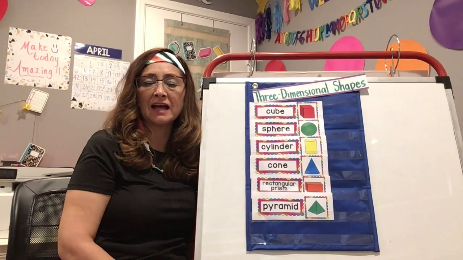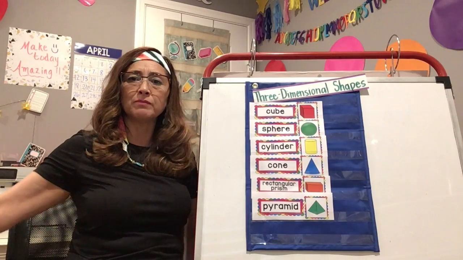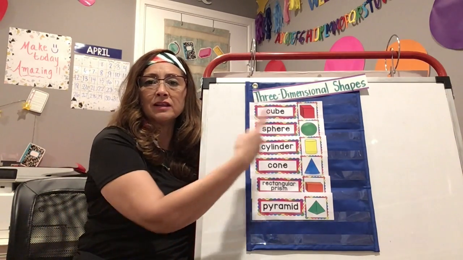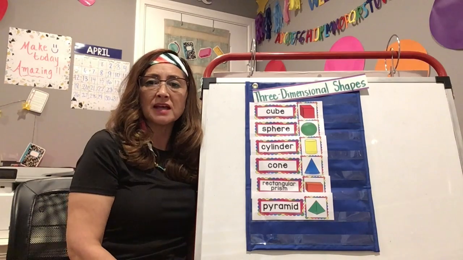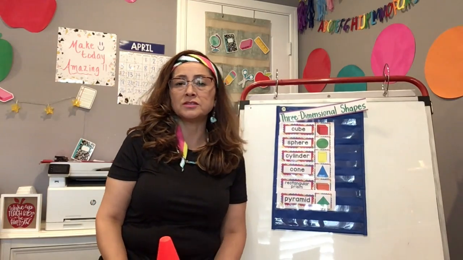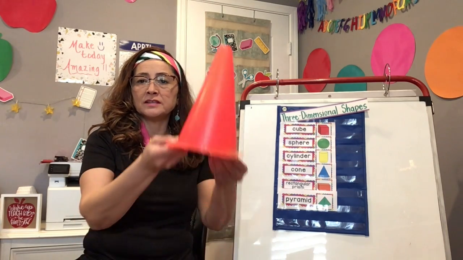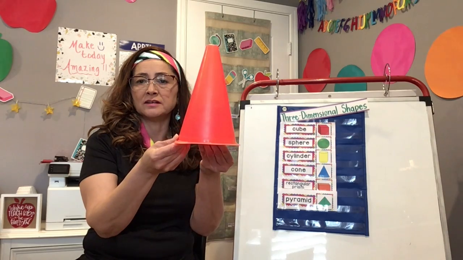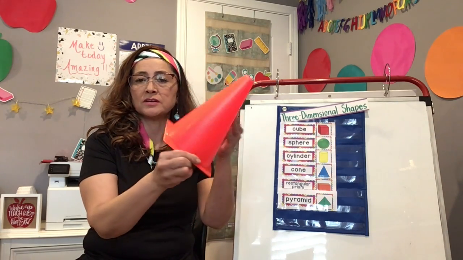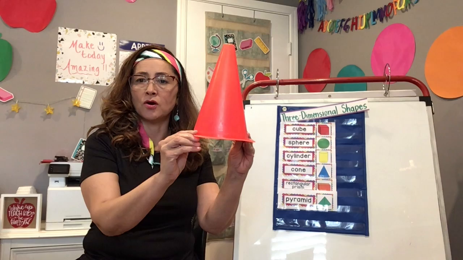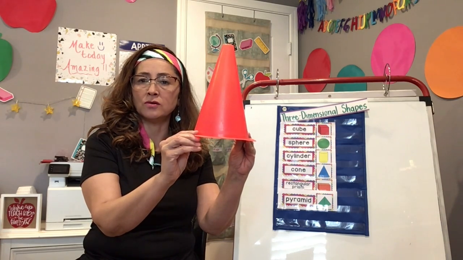Very good, class. Now, I want you to remember that all of these shapes are shapes that we see all around the world. I want you to take a look at my first object. This is my first object here. This object, boys and girls, is called a traffic cone. Can you say traffic cone?